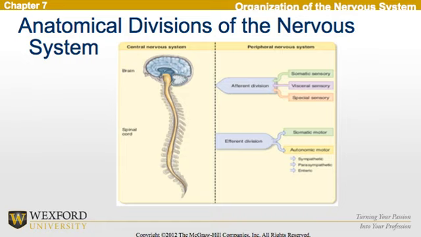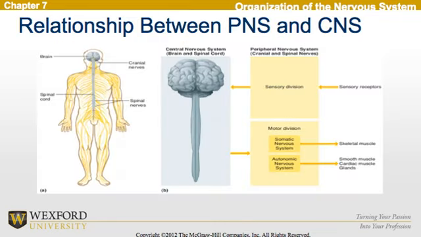Below you'll see a diagram of the anatomical divisions of the nervous system. In addition, you can see the relationship between the peripheral nervous system and the central nervous system. Both of these diagrams are present in your textbook.